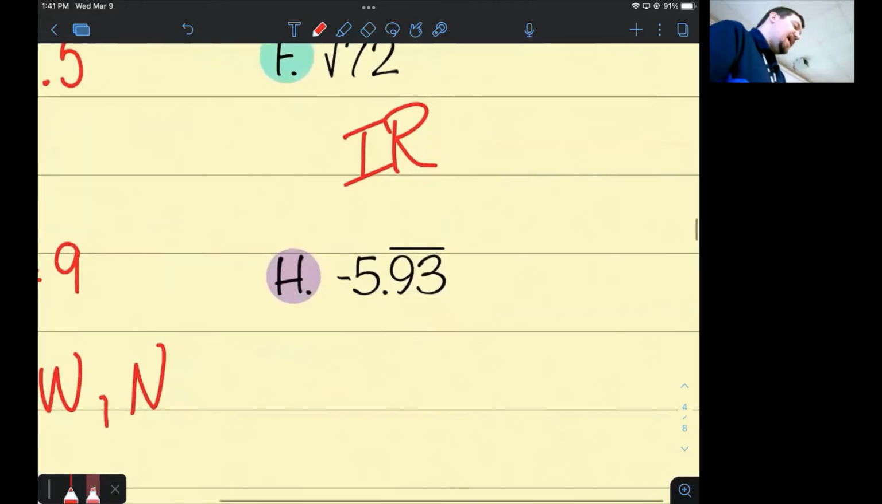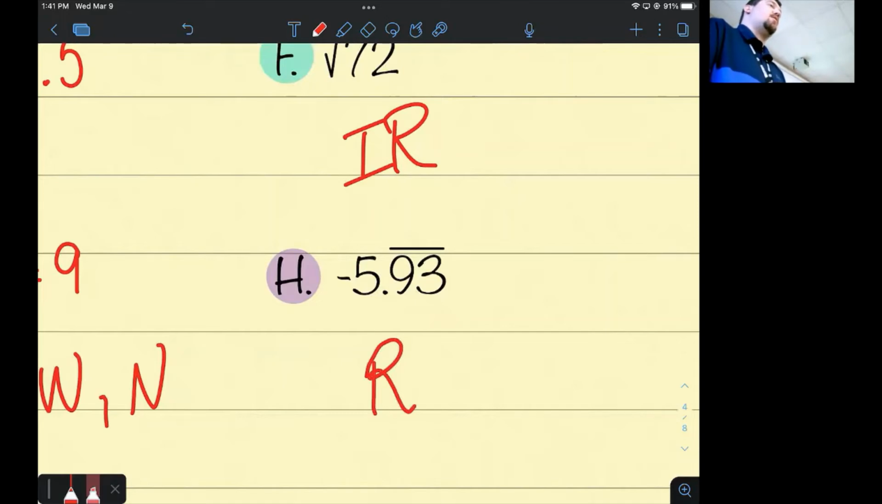What about this negative decimal that repeats? Carson? Wouldn't it be rational because it repeats? It's rational because it repeats. Yep. And I'll show you tomorrow how you'd write this negative decimal as a fraction, actually as a mixed number. This would be a mixed number here.